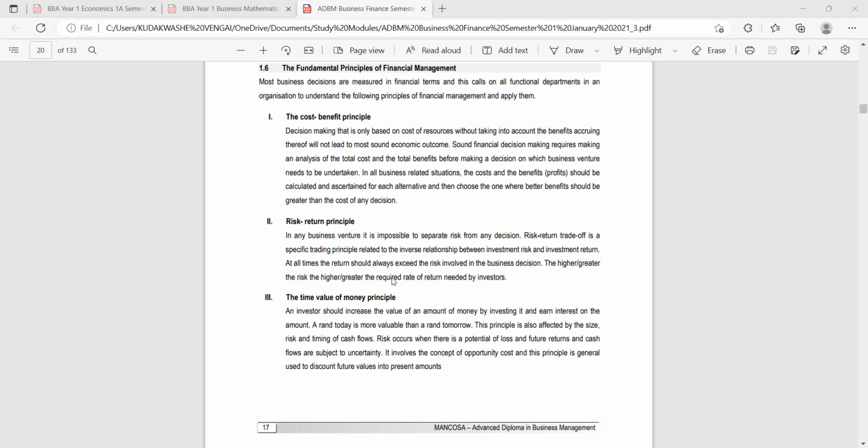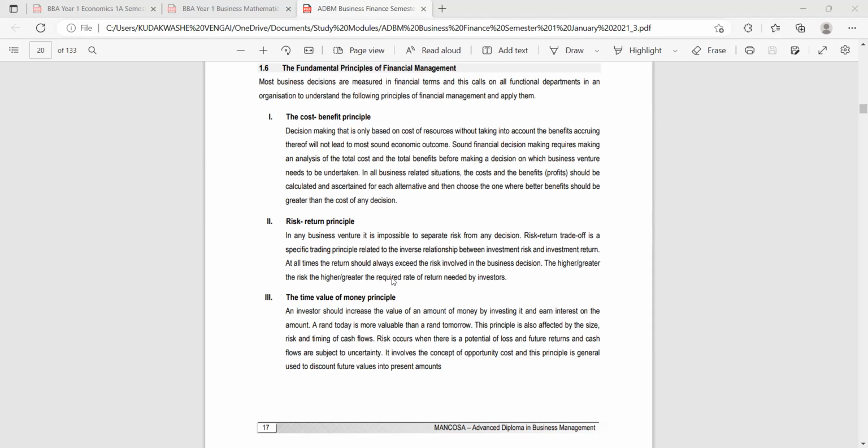You basically assess every decision according to what is the return and what is the risk. If the risk is low and the return is high, better for you. If the risk is too high but the return is low, then do not get into that particular business at the end of the day, right?